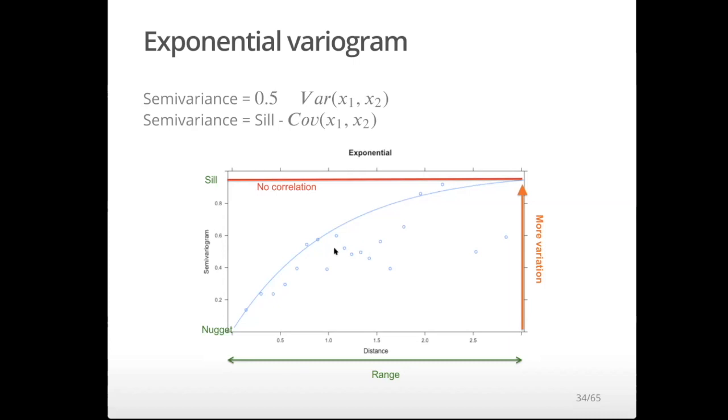And the language here is, there's going to be some distance on the x-axis where the covariance between locations is basically going to be flat or level off. And we're going to describe wherever that distance occurs. Let's say it happens at 1.2. We're going to describe 1.2 kilometers as being the range.